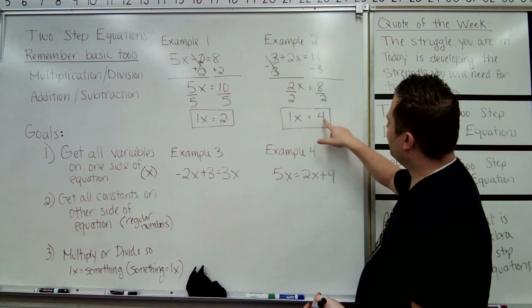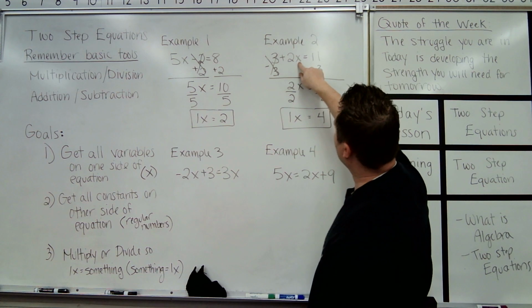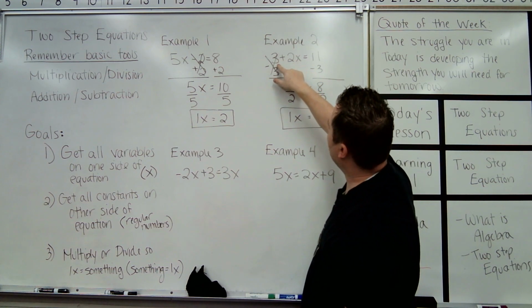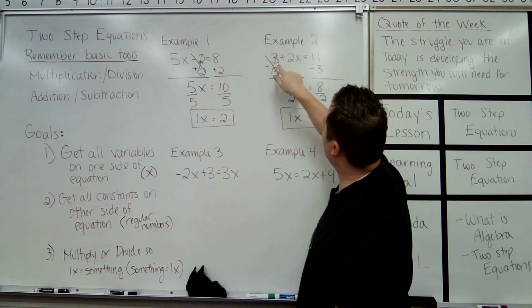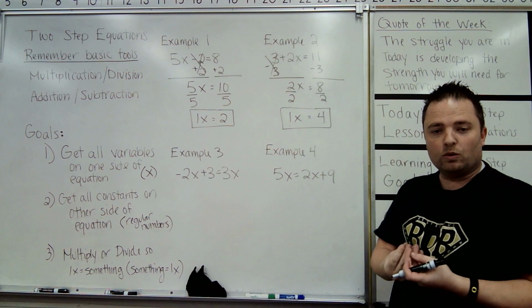I'm saying if x is equal to 4, if this unknown number is a 4, it's like saying 4 times 2, which is 8. 8 plus 3 is 11. This side is equal to 11. This side is equal to 11. They are equal to each other.